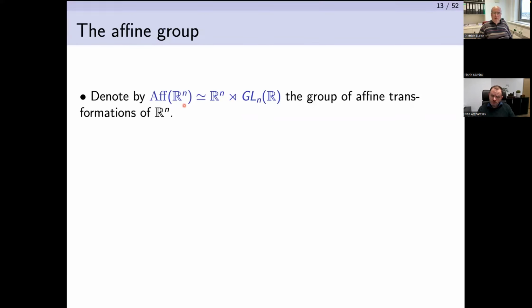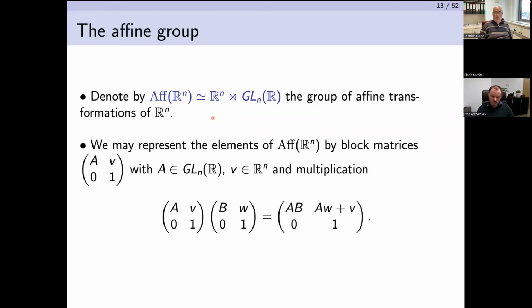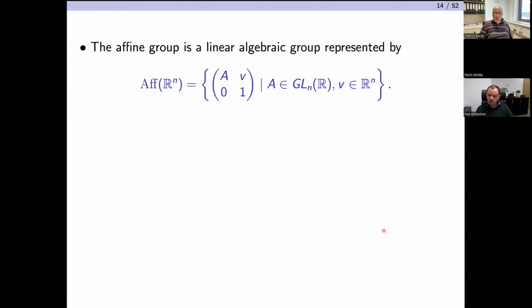So here's the affine group, which is a semi-direct product of GL_n with R^n. And we can write this as block matrices, where this is the GL_n block. Then you have a vector here, and then you have a row 0, 0, 0, 0, 1. And you can multiply these things by this rule. And this is called the affine group of R^n. It can be represented nicely by such matrices, so it's a matrix group.